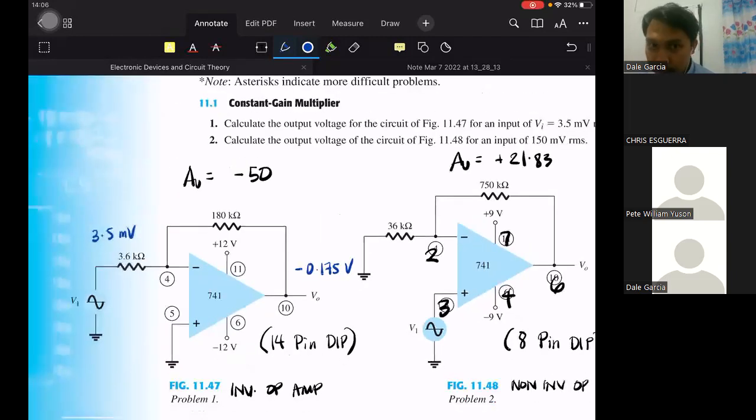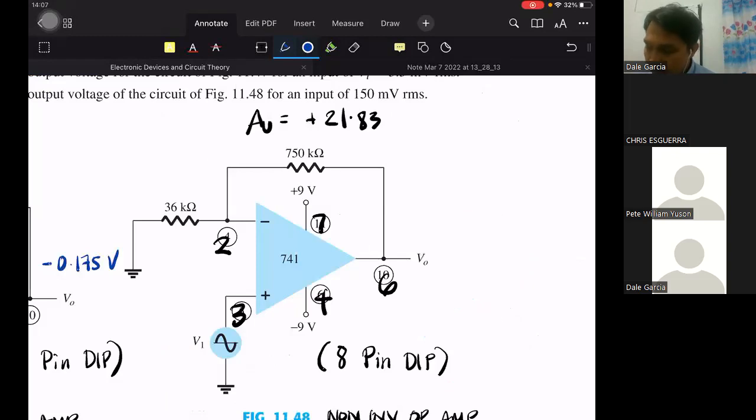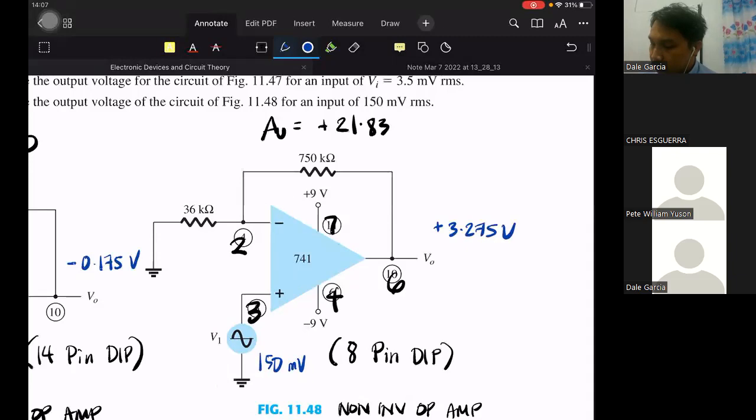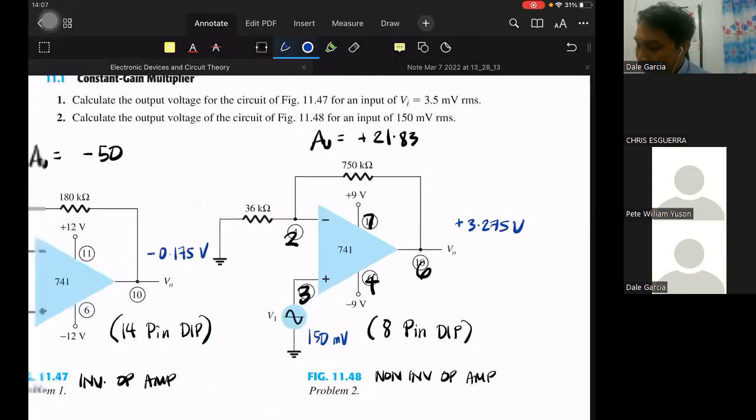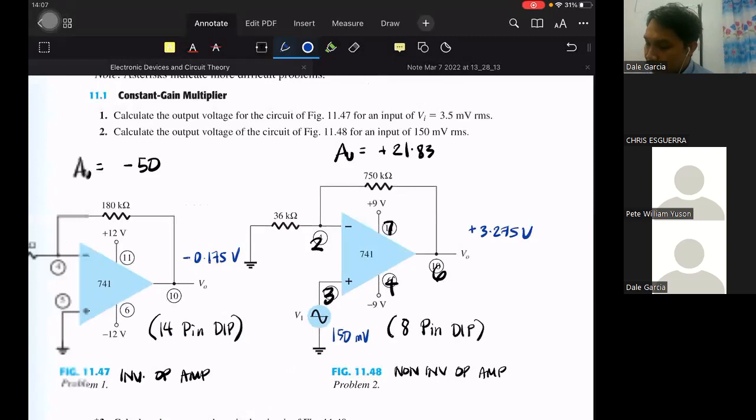How about the other one? If the input is 150 millivolts, the output would be 3.275, sir. Positive 3.275 volts. Okay. So the rest is for you, no? Thank you. How about number 3?